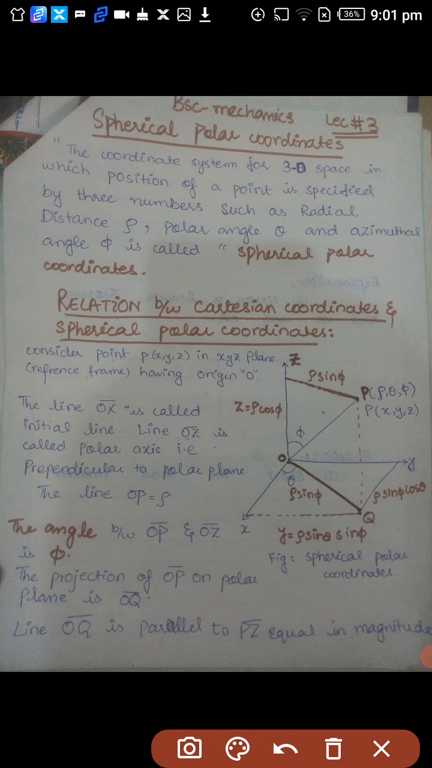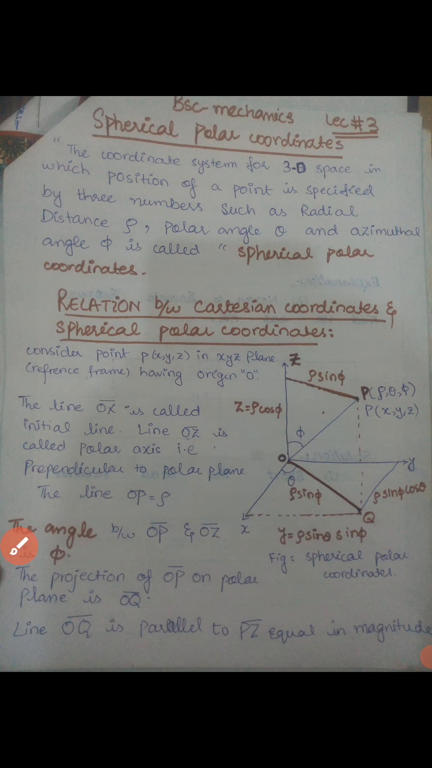Now the line OX is called the initial line. You can see in the figure the line OX, which is the initial line, from O to X. OX is called the initial line.